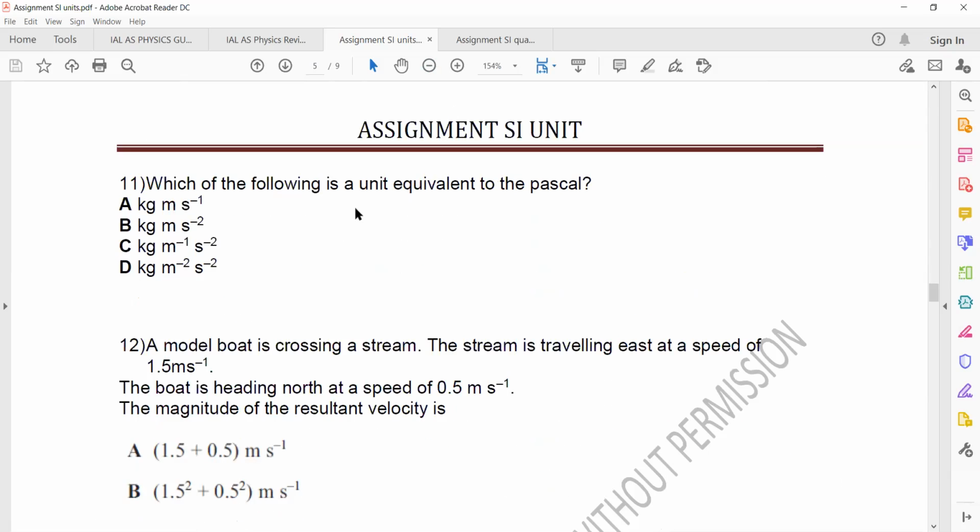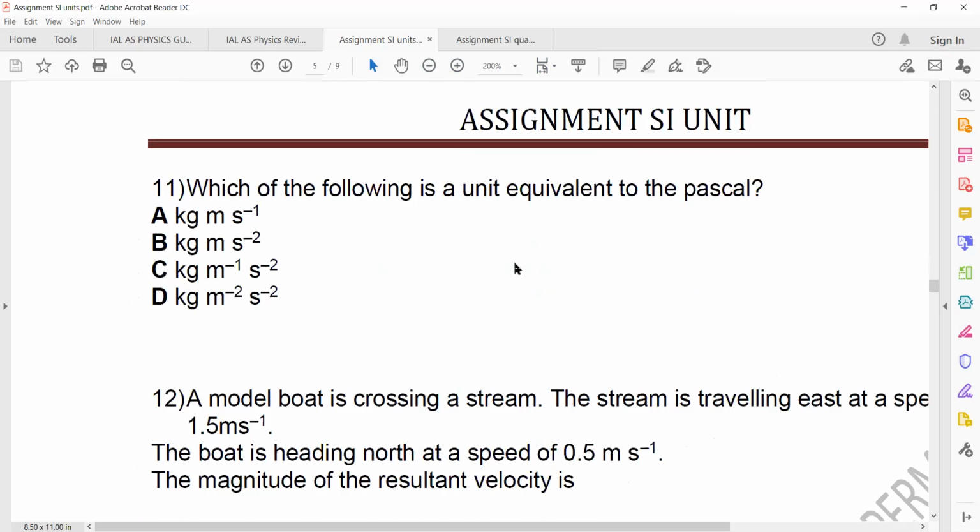Which of the following is equivalent to Pascal? I can give you a hint that Pascal is pressure, which is force over area. Which is equivalent to Pascal? A, B, C, or D?